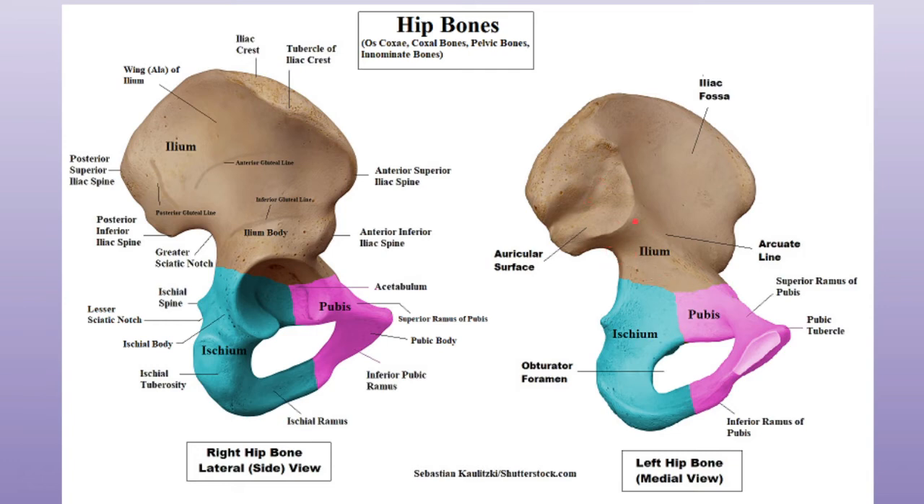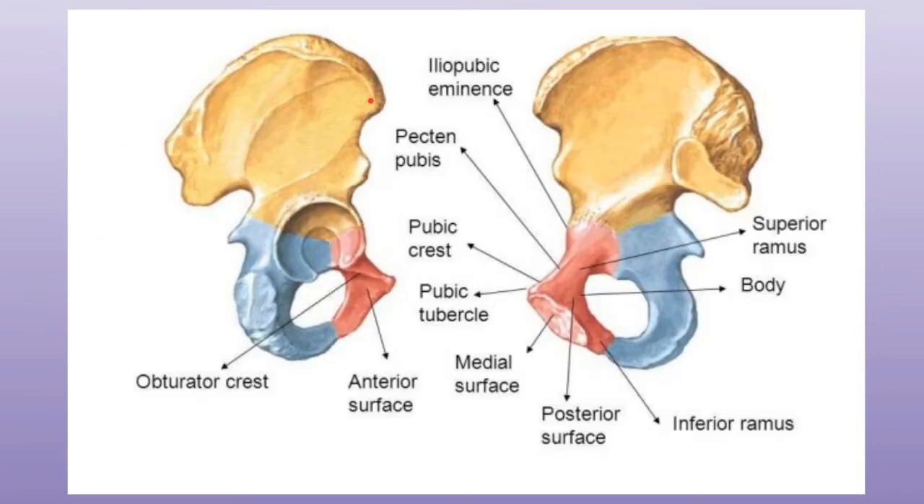This surface is smooth and lies anteroinferior to the auricular surface. It forms a part of the lateral wall of the true pelvis. Along the upper border of the greater sciatic notch, this pelvic surface is marked by the preauricular sulcus. This sulcus is deeper in females as compared to males. Now, very important attachments of this hip bone.